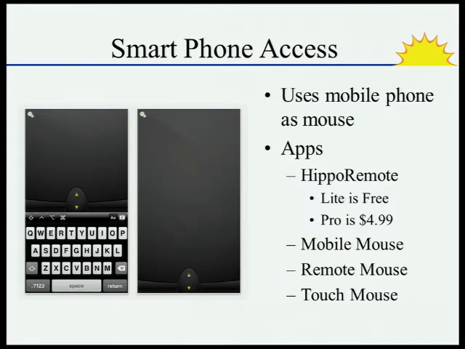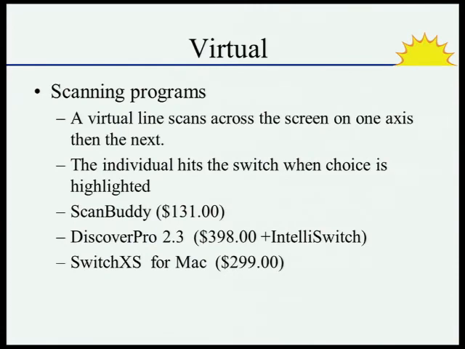Some cool things, you can have a mouse app on your smartphone that you can then control your computer. You just link them up together. This works well for somebody who has proximal arm weakness but still has good hand function. Maybe you don't see that with somebody with ALS, but maybe adults with muscular dystrophies. Then there's virtual mouse, where a line will go across on the vertical axis and then the horizontal axis, and when it gets to where you want it, you stop it with a switch.